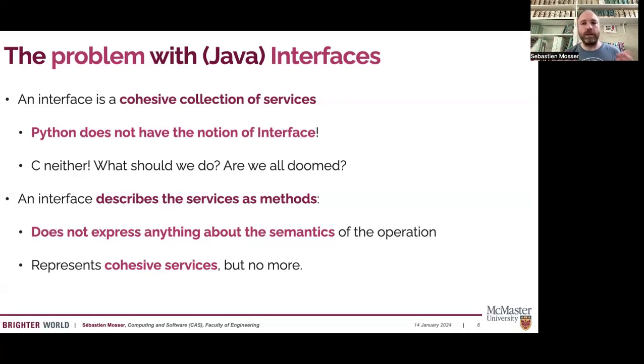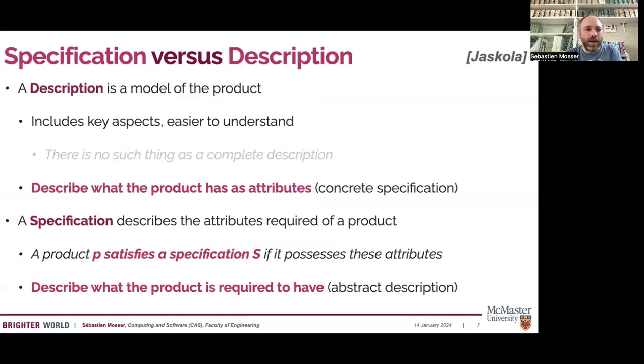But it doesn't say anything about how this method is actually behaving. And you don't have this in the interface. Basically why? It's because we're talking of a description more than a specification. A description is easier to understand, and it's actually not even complete. It says what the product has as attributes, what the product can do, what this class can do.